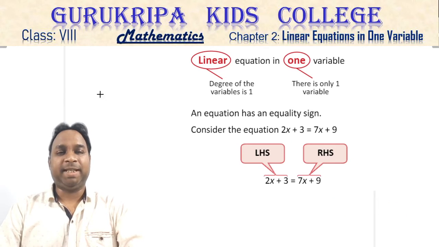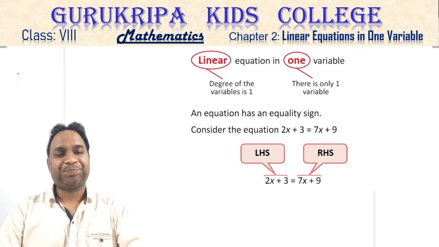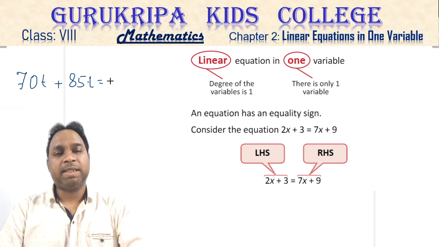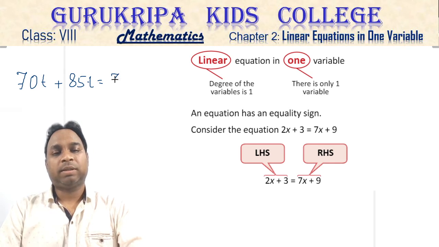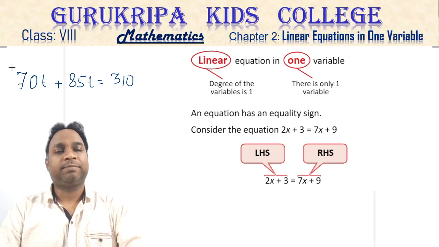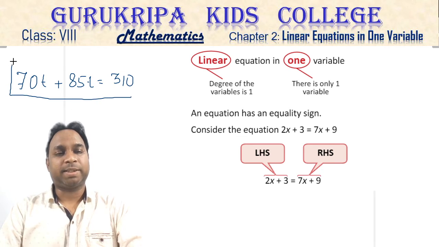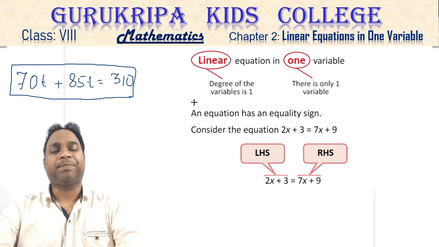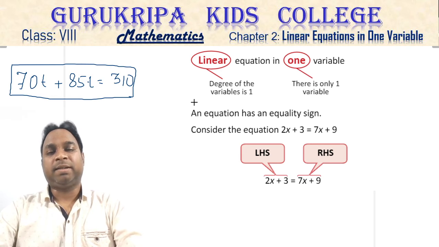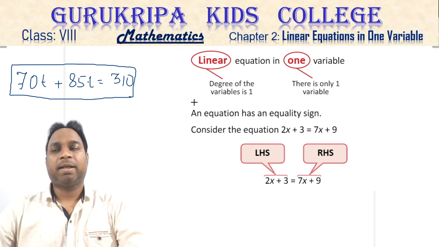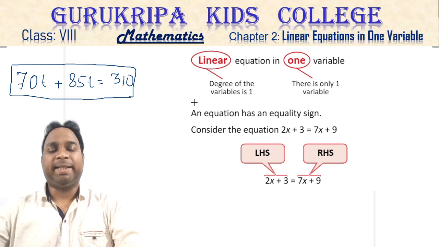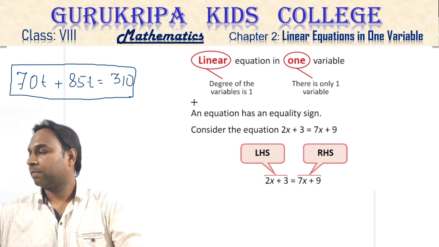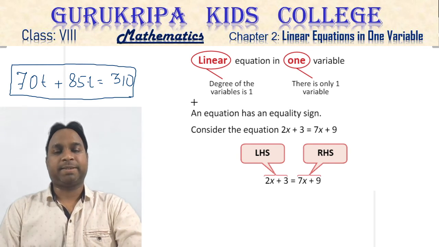So we have seen a linear equation. What was the equation? 70t plus 85t is equal to 310. This is a linear equation. We will talk a lot about such equations in this chapter. So before starting the details, let's see what a linear equation is and such basic things.